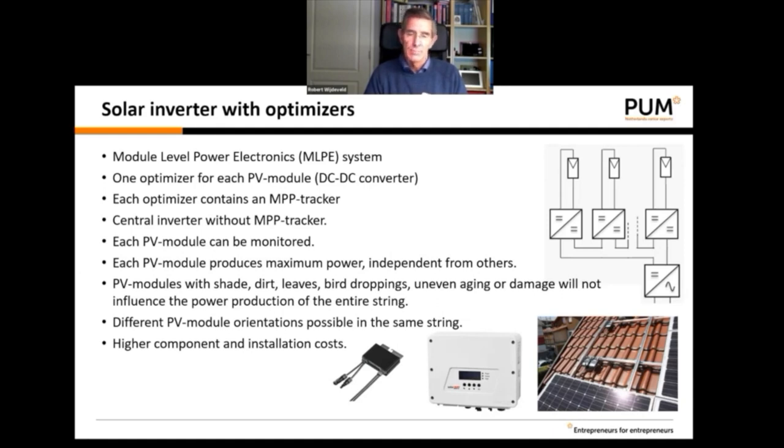But an optimizer costs, of course, also some money. And it's also a question of whether I want to use this, yes or no. You have more components, and the installation costs are also higher. But the benefit is, of course, if you have one panel not working well in the string, or with shade, or with dirt, with optimizers, no problem, because it will not influence the output of the string.